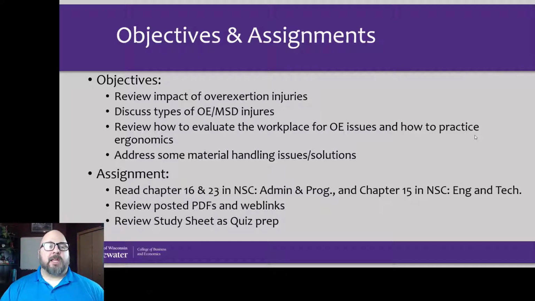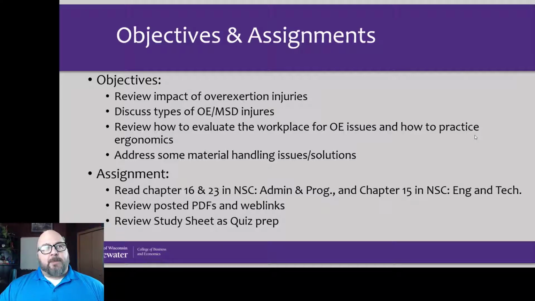We call them work-related musculoskeletal disorders. That's what we call them. I like to call them overexertion injuries because I think it encompasses more what's really going on. So breeze through that. I'll have some questions on the study sheet to guide some of the highlights.